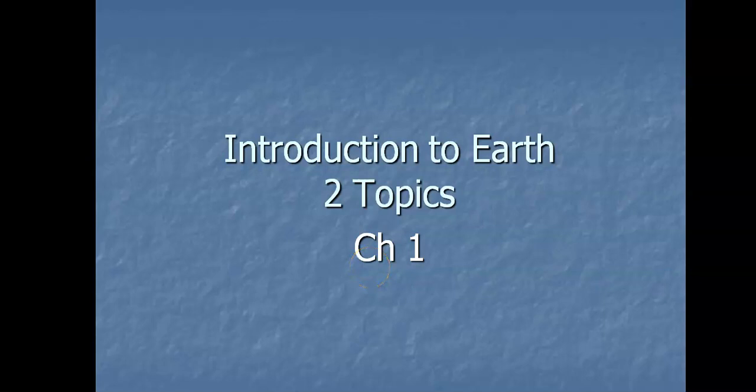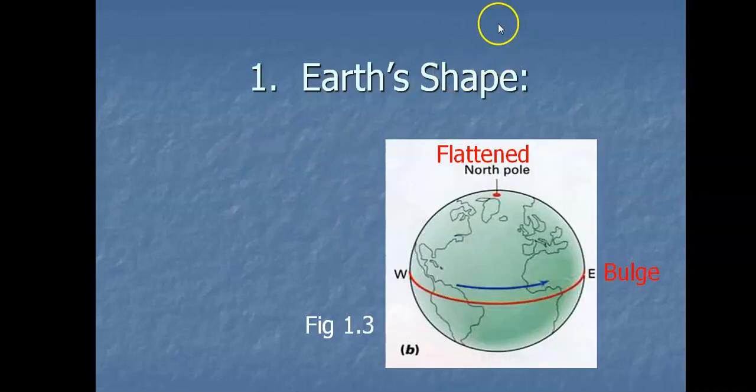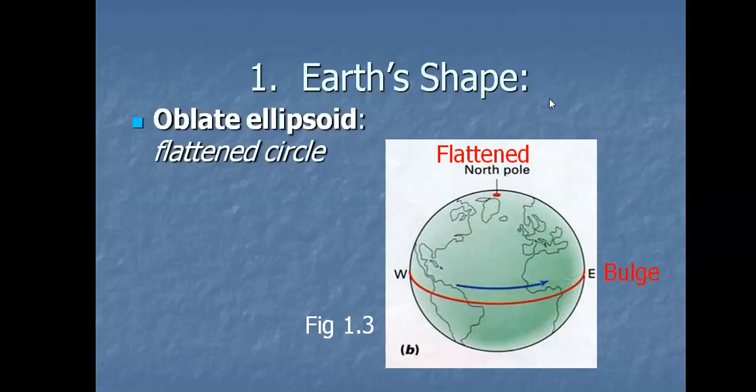Right, let's begin with the introduction to Earth. I've got two short topics that I want to start with. Just kind of basic geography, and I want to go over the Earth's shape. It's obviously round, it's a sphere, but actually it's not perfectly round. The true name of the shape of the Earth is something called an oblate ellipsoid.